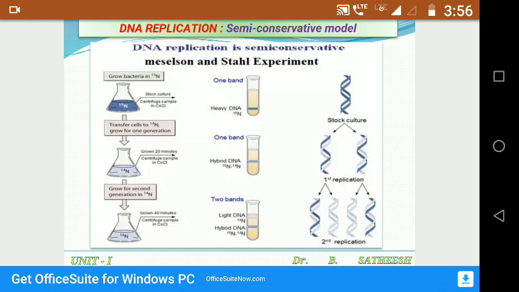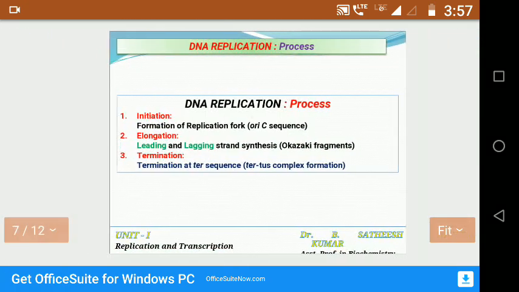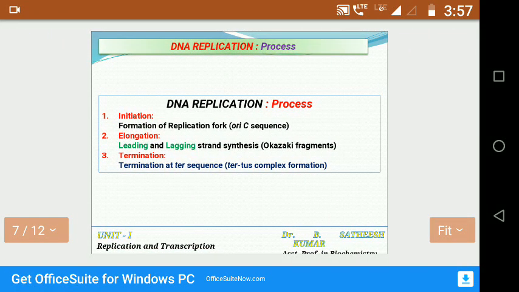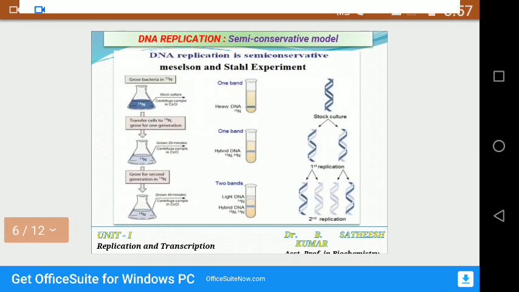in the replication process. And in the next class, we will learn about the process of DNA replication, where we will see the three different steps: initiation, elongation, and termination of the DNA replication process.